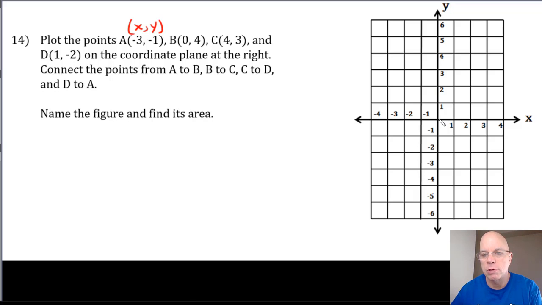And if my x, my horizontal coordinate, is -3, we move 1, 2, 3 to the left. The y coordinate, the vertical coordinate, is -1, so we move 1 down. And so point A is located right here in quadrant 4.